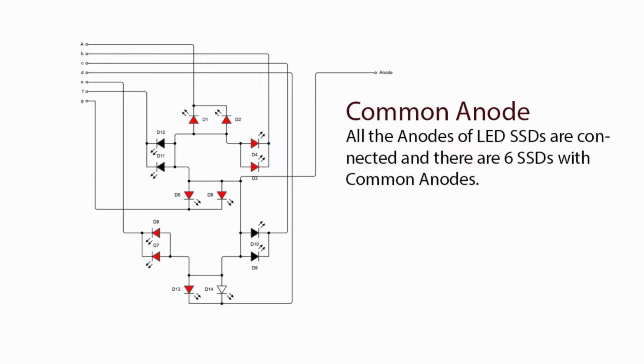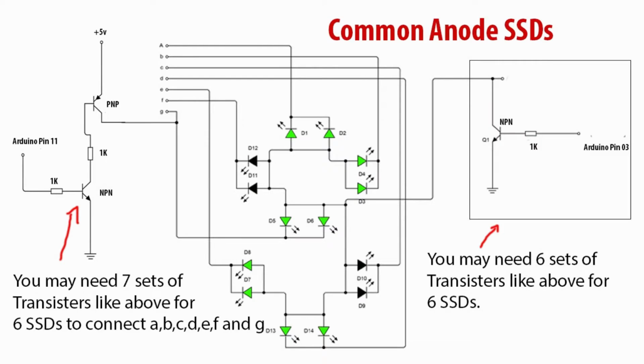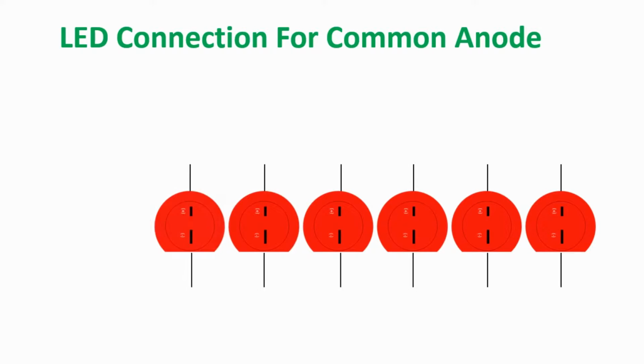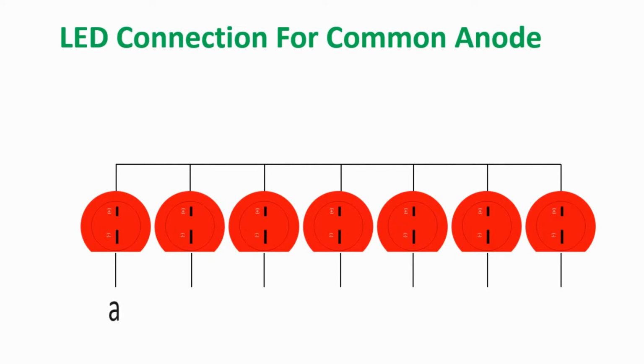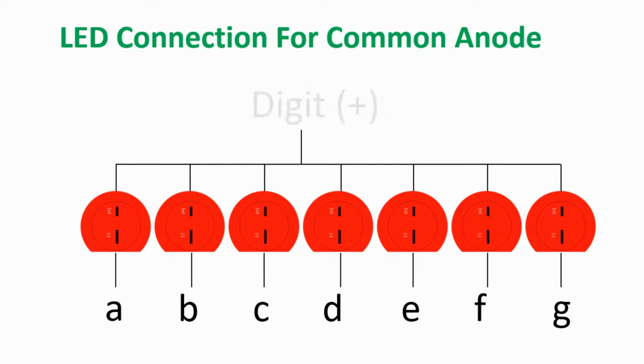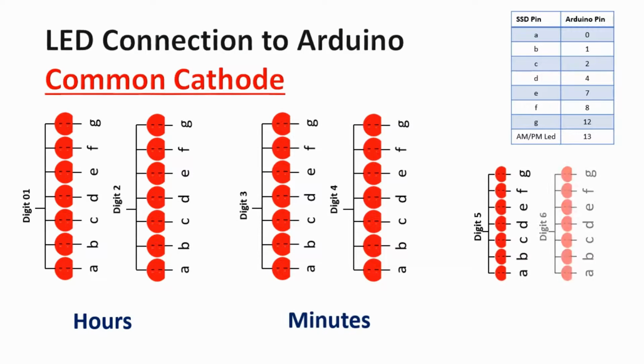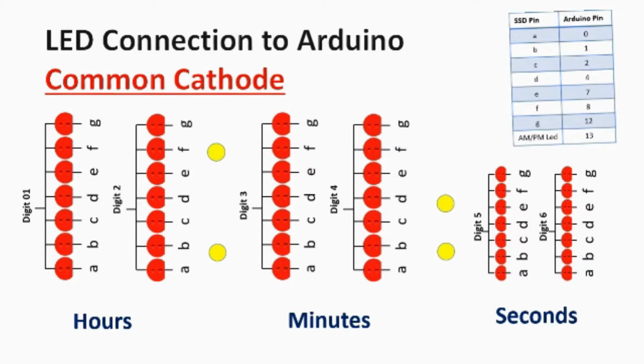Common anode mode means all the anodes, which are all the positive pins of the LEDs in a digit, are connected as one pin. As there are 6 digits, there must be 6 anode connectors separately. However, the A, B, C, D, E, F and G pins of the 6 digits should be connected together. Even though this is the same as the common cathode system, you have to change the transistors as shown in this video.